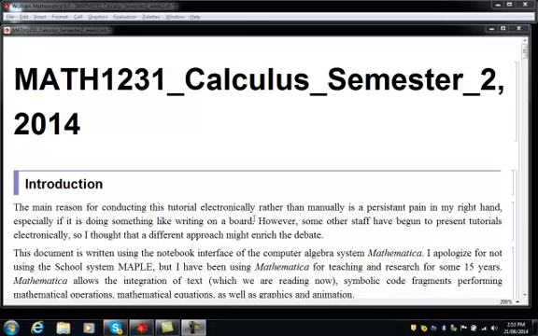Well, hello. This is the first tutorial of the Math1231 Calculus course. The main reason for conducting this tutorial electronically rather than manually is a persistent pain in my right hand, especially if it is doing something like writing on a board. It's actually better now, but some other staff have begun to present tutorials electronically, so I thought a different approach might enrich the debate.